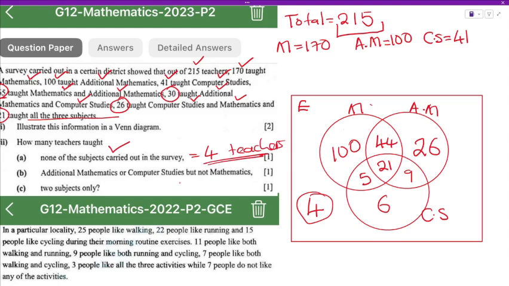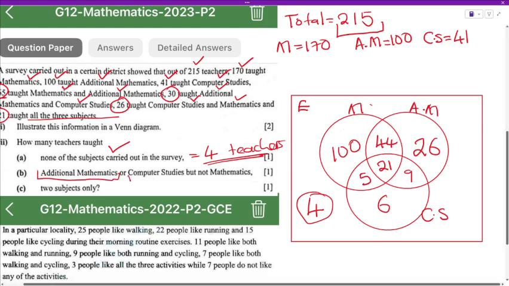Then we come to this one again. How many took additional mathematics or computer studies but not mathematics? This one is the same as the previous question we dealt with. How many took this and this but not? So here they are just using or to confuse us, but it's the same thing. These people they are looking for took additional mathematics and computer studies only.